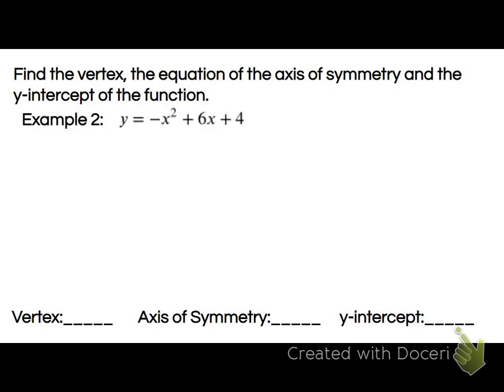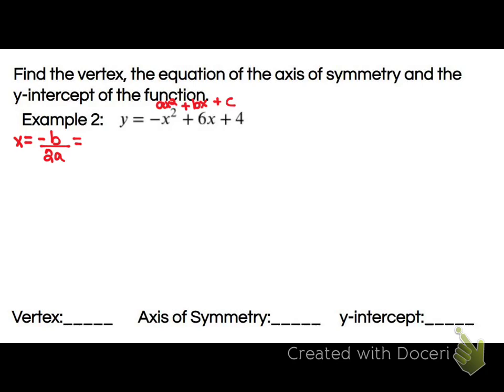Riley, what's my formula for the axis of symmetry? You can just tell me the straight up formula and we'll substitute numbers in just a minute. Negative b divided by 2 what? A. Good. Now, remember, it's going to be ax squared plus bx plus c. That's my standard form. So I'm using the formula x equals negative b divided by 2 times a.